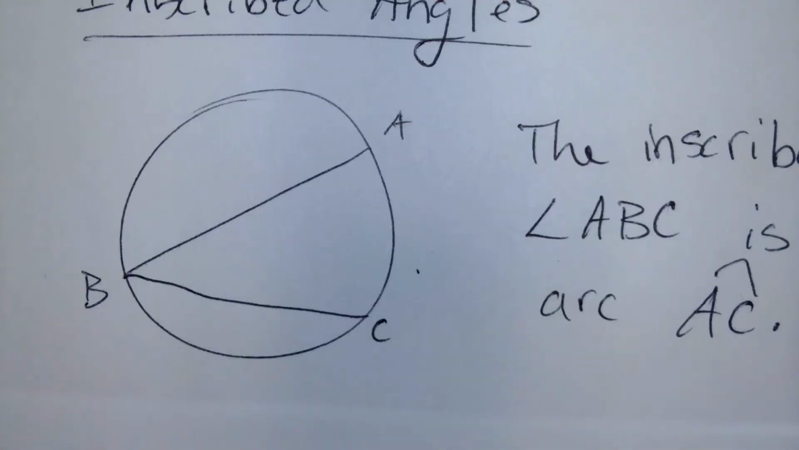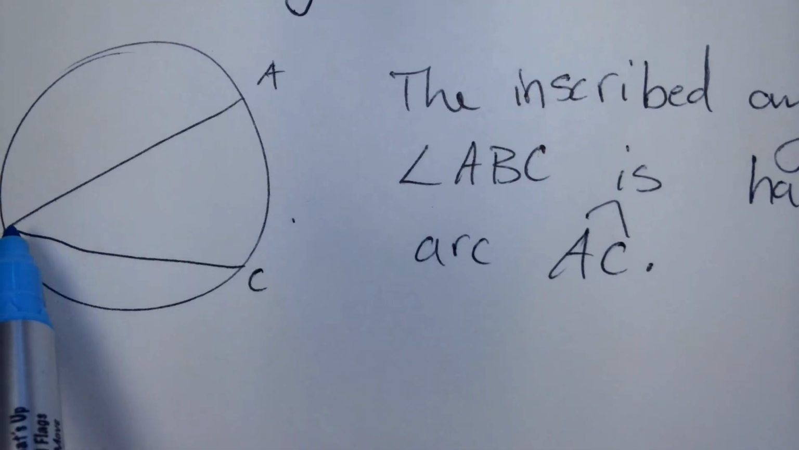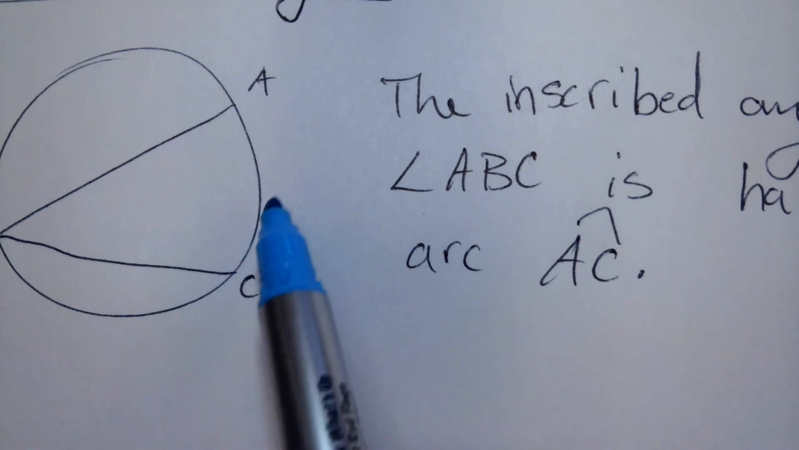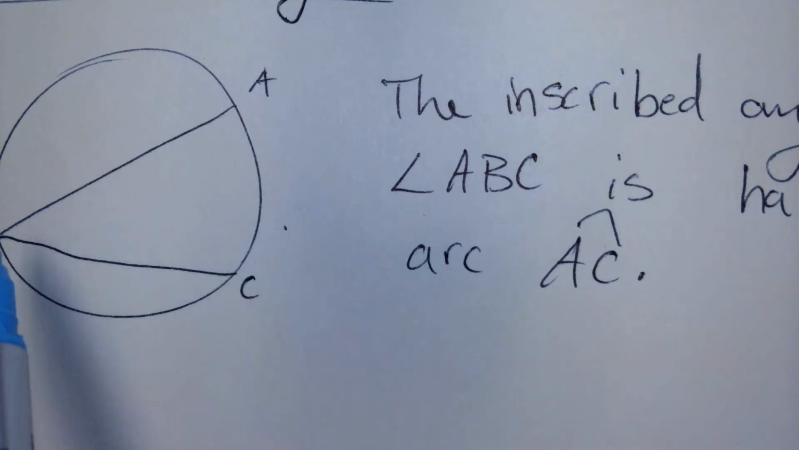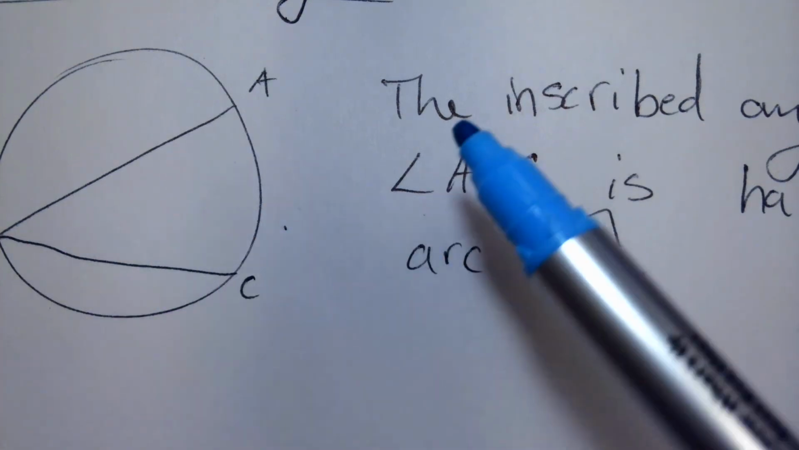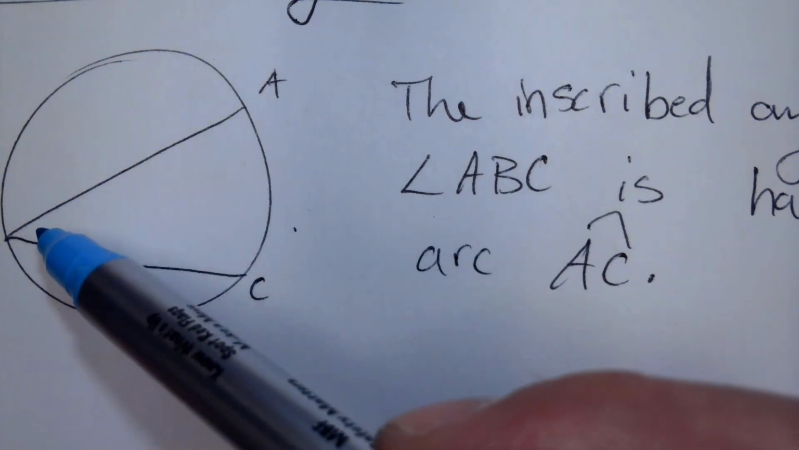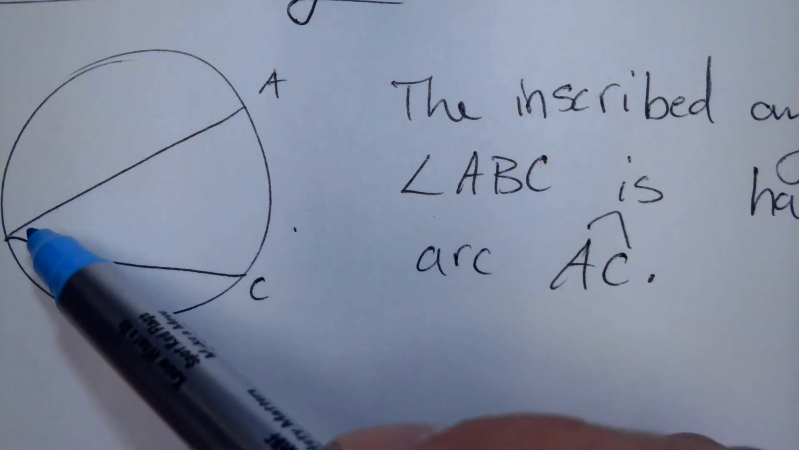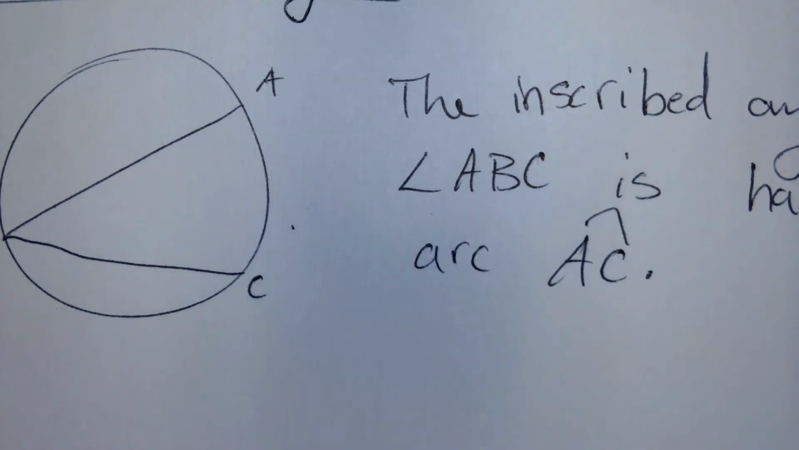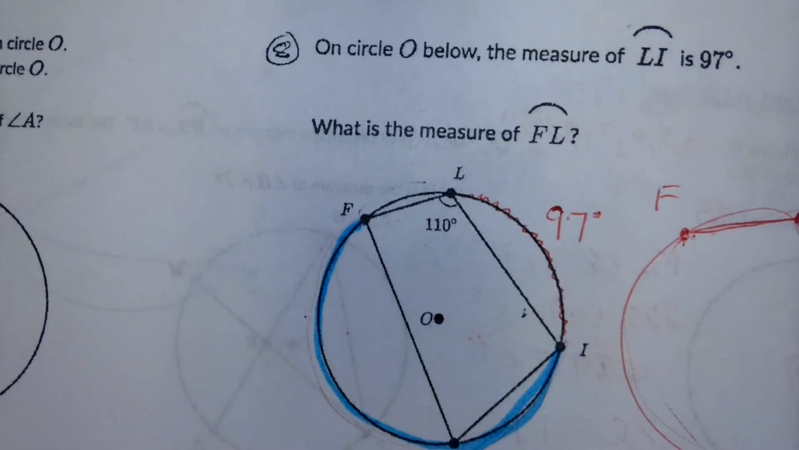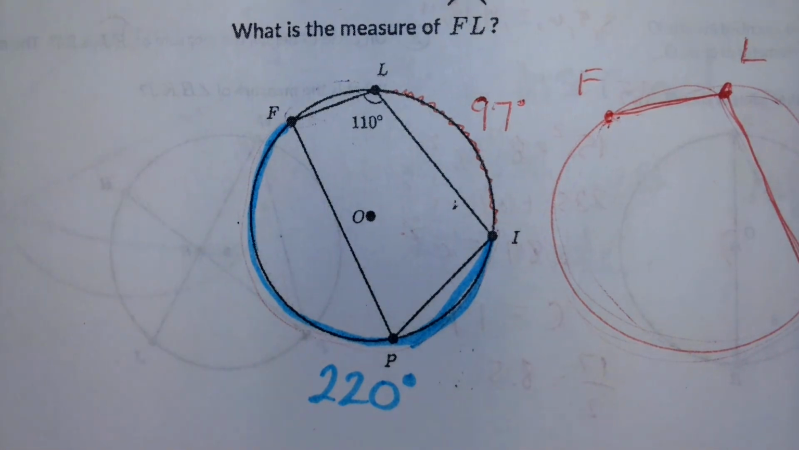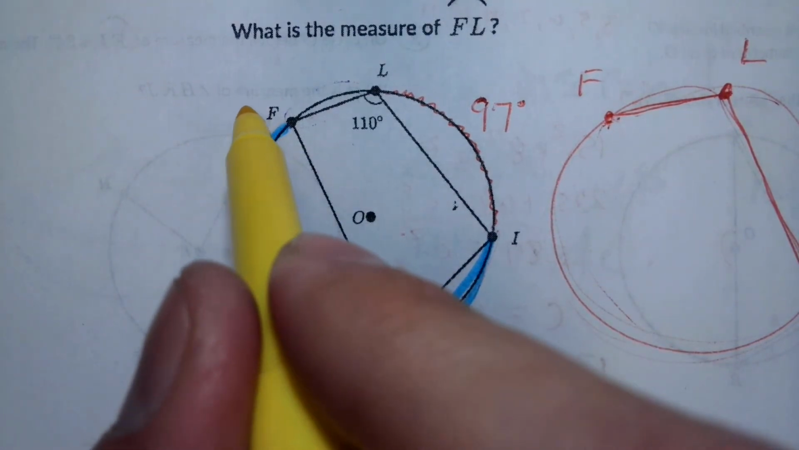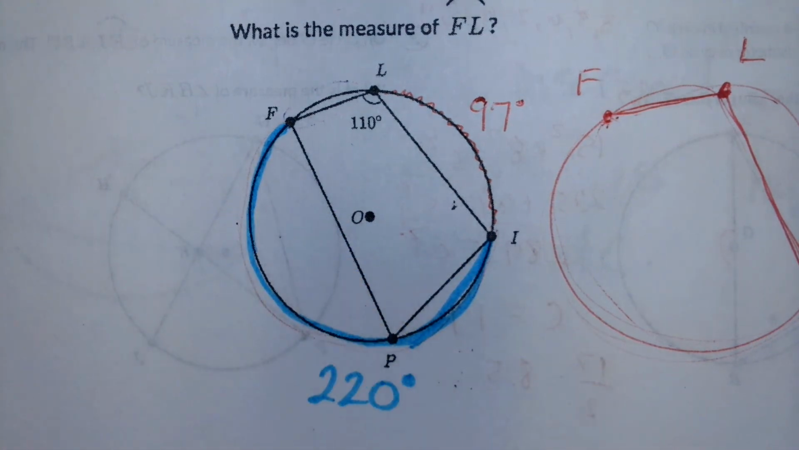We're going back to this fact. The inscribed angle is half of the arc that it matches with, or the arc is 2 times the inscribed angle. That's all we're doing. This arc is 2 times this angle, or going the other way, this angle is half of this arc. But how does that tie into finding FL? Hold on, I'm figuring it out.